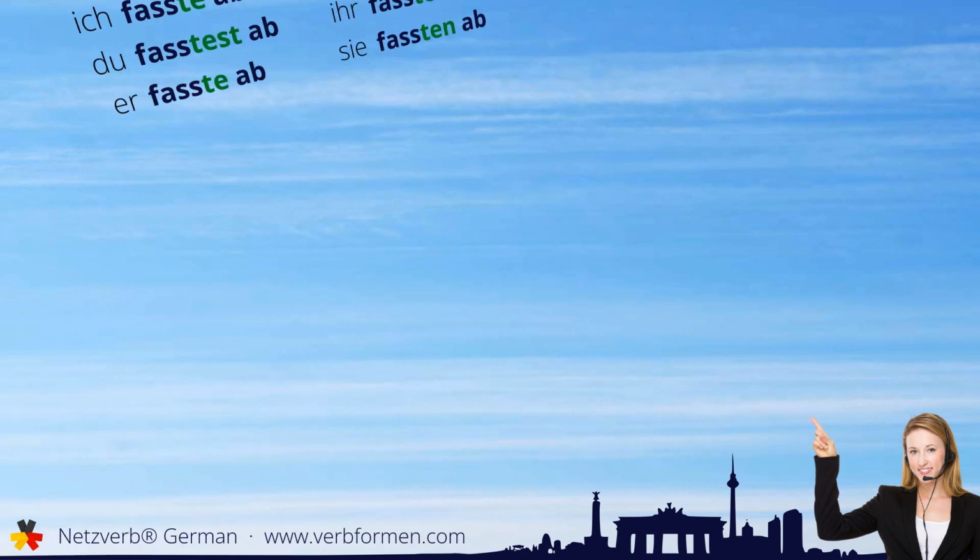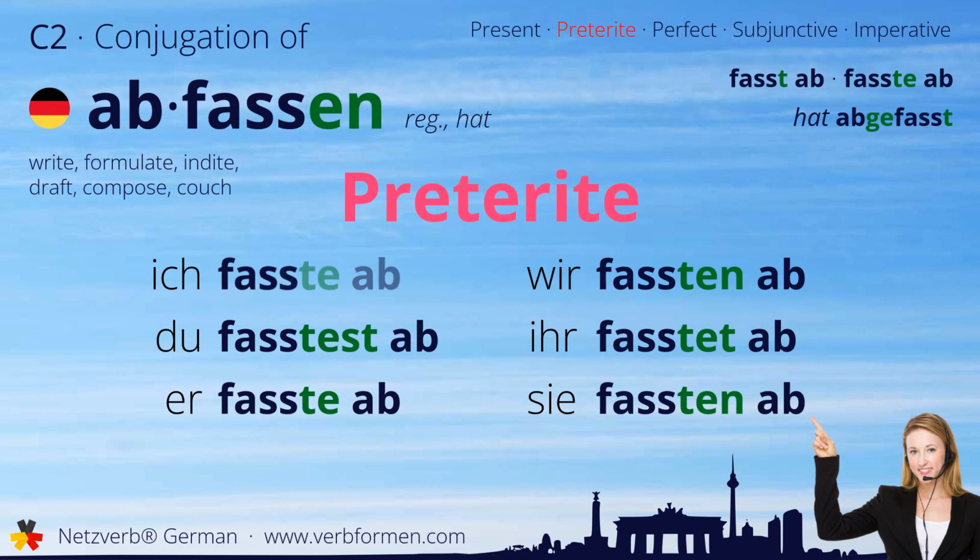Next up is the preterite. Ich fasste ab. Du fasstest ab. Er fasste ab. Wir fassten ab. Ihr fasstet ab. Sie fassten ab.